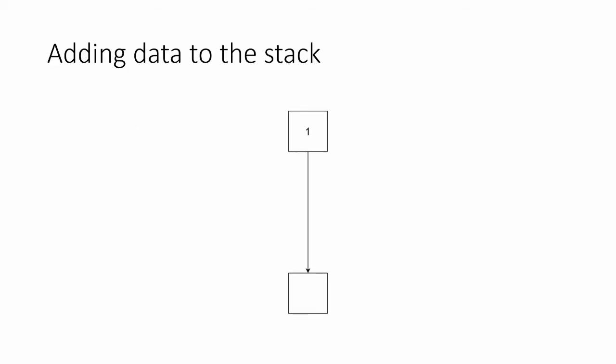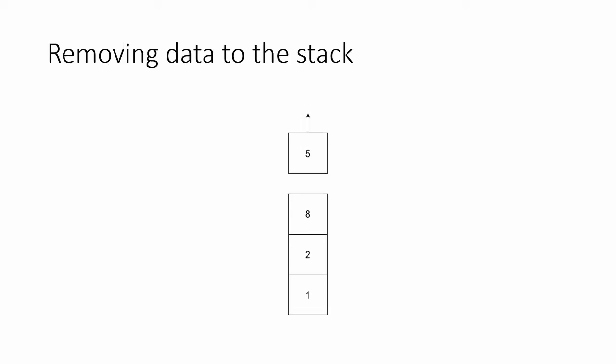So let's say I have something empty and I want to add the number 1 to it. I would place it onto the stack and it would become both the bottom and the top. If I want to add the number 2, for example, I'm going to add it on top of number 1. And the same thing if I want to add, let's say, a number 8, and then a number 5. And this is a nice way to visualize adding data to the stack.